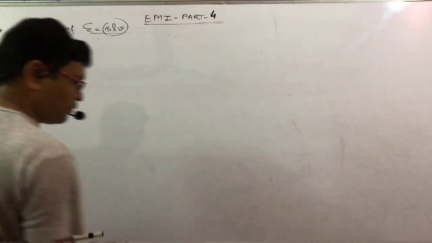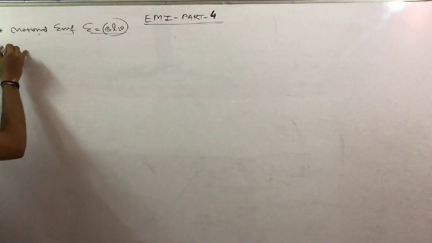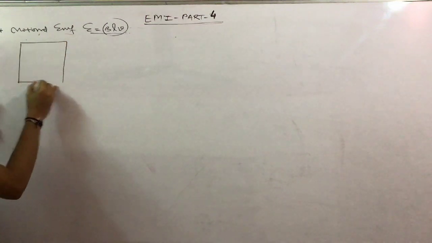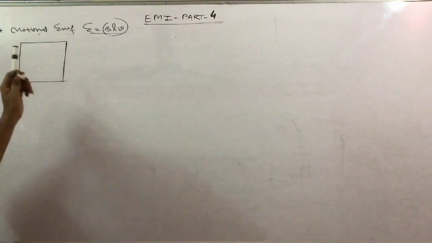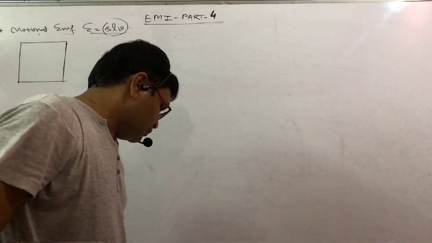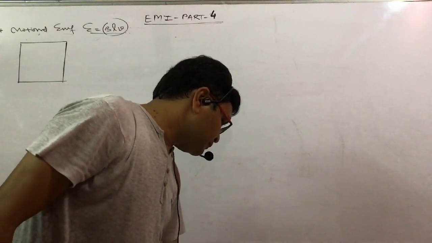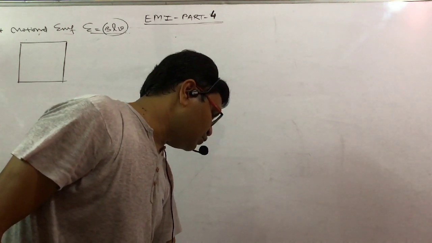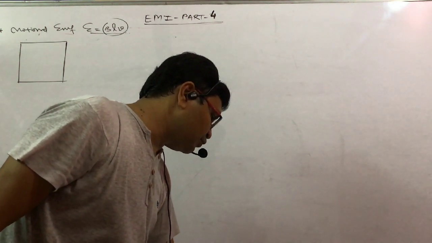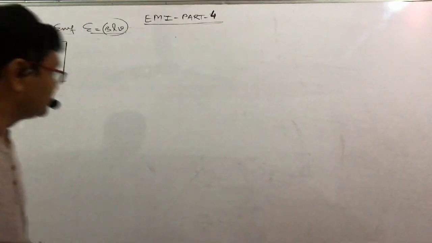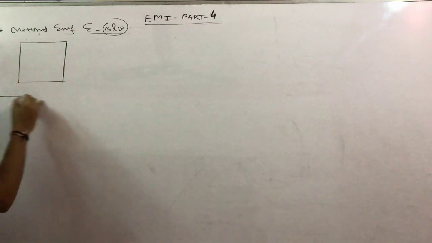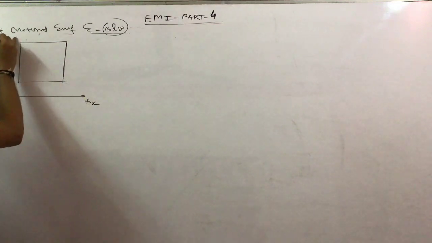Square loop of side 12 centimeter. So this type of square loop of side 12 centimeter, length of side 12 centimeter, parallel to x and y axis, moves with a velocity of 8 cm per second in the positive x direction. So we'll set up the coordinate system. You can see this is positive x and this is positive y.